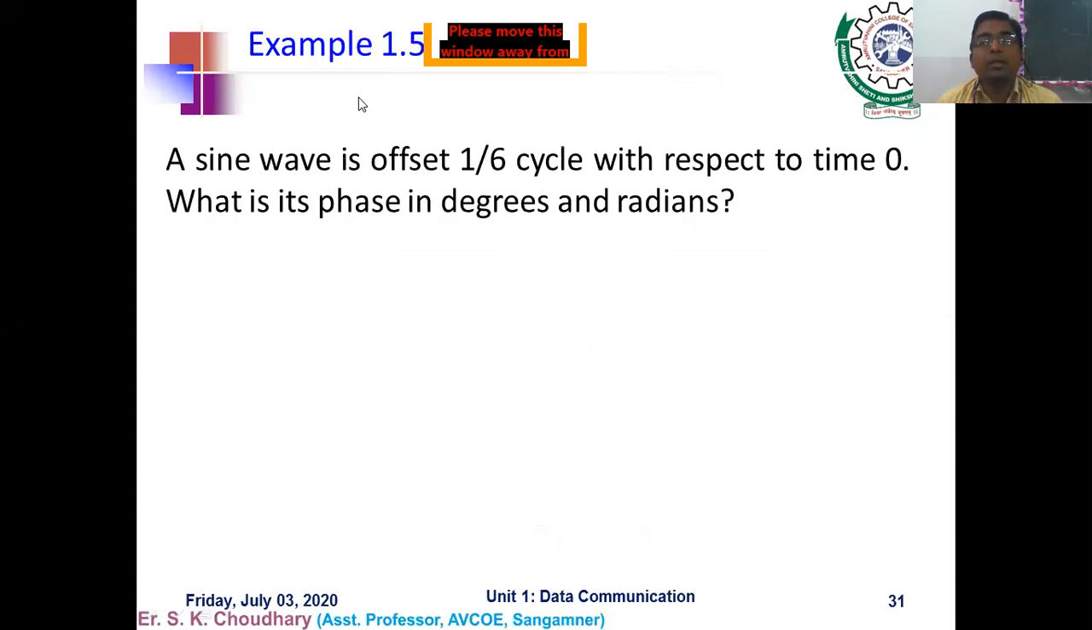You have to solve this. A sine wave is offset, meaning shifted backward, 1/6 cycle with respect to time 0. What is the phase in degree and radians? You have to find out the phase shift in degree as well as in radians. Can anyone solve this? I know this is very simple mathematics, but if you solve it, you will be more clear. 60 degree.